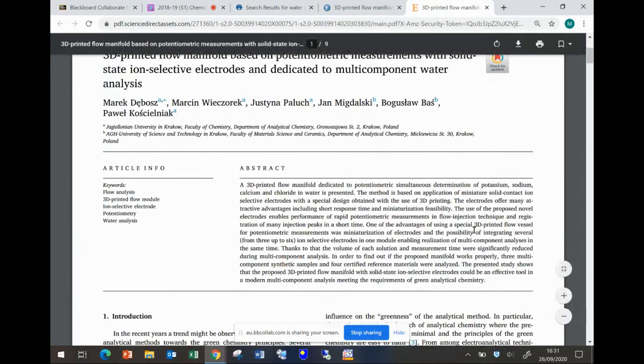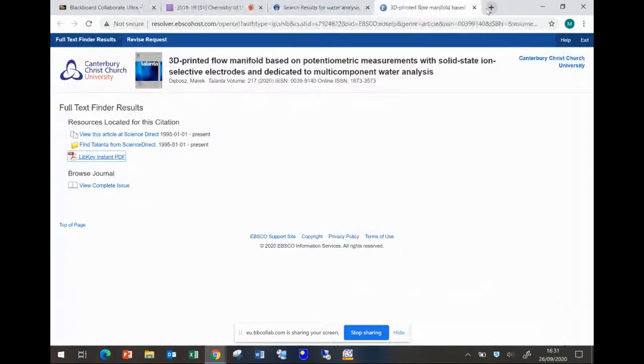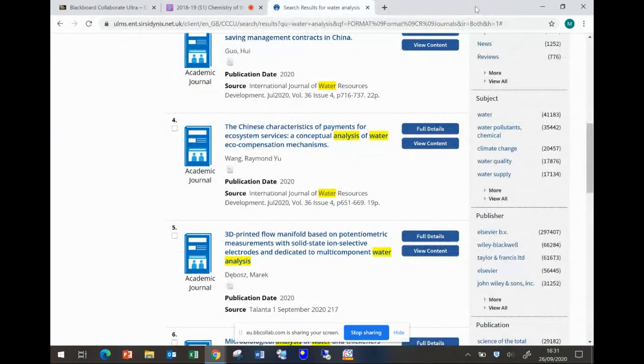They determine potassium, sodium, calcium, and chloride in water. Okay, so it's a method different to those of you that are thinking of the determination of potassium and sodium ions using flame photometry. Well, it's not flame photometry, but they did determine potassium and sodium. So this may be a useful paper either as background reading, or depending on the resource, to suggest another way of measuring potassium and sodium. So again, this is something I would keep in mind for future use.